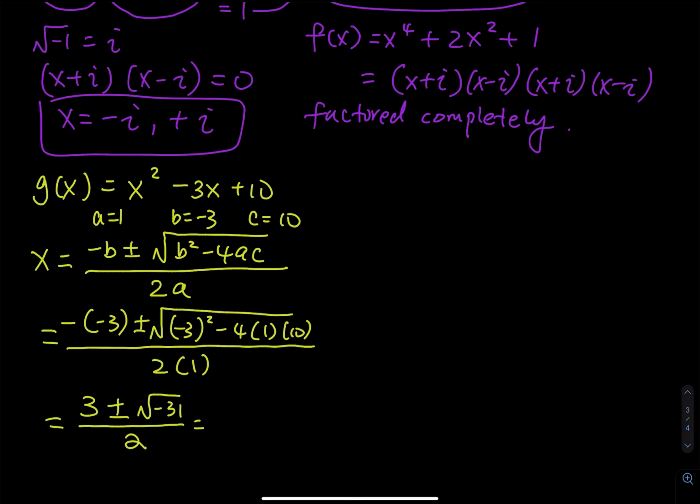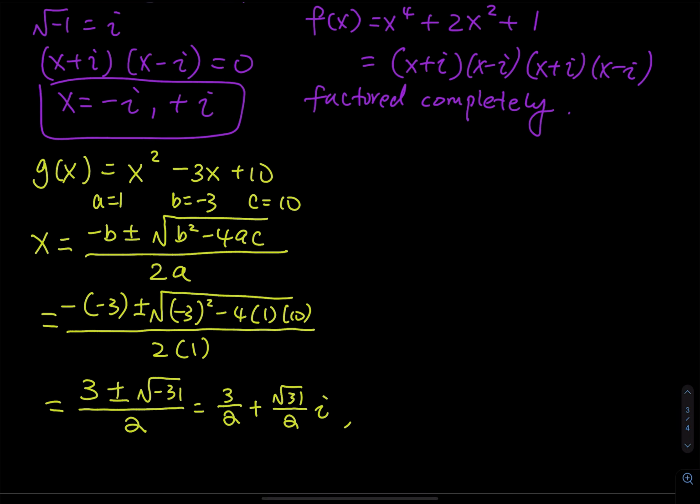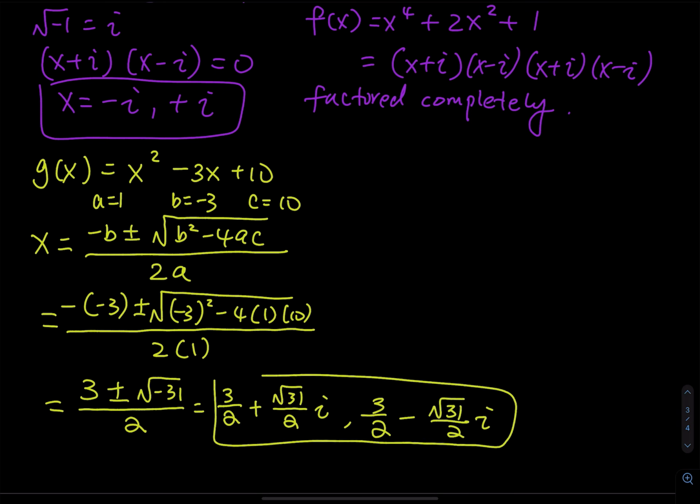So that means you have 3 over 2 plus the square root of -31. Square root of -1 is just i, then you have the square root of 31 i divided by 2, and then you also have 3 over 2 minus square root of 31 over 2 i. So these are the two complex zeros. Complex zeros. x equals this.